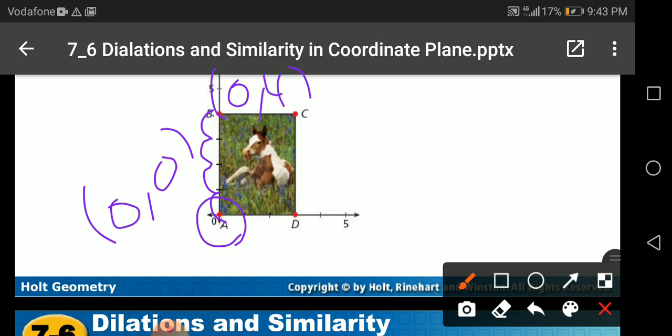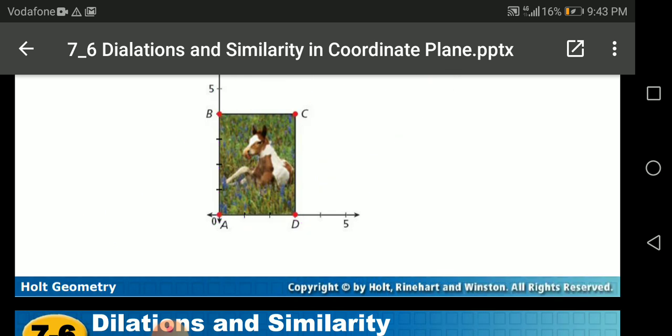And D is 0 on the x-axis, and let's count 1, 2, 3, so 0 and 3. And what about C? C here is 3, 1, 2, 3, and up until this. We want to see 1, 2, 3, 4. So it will be 3 and 4, right?